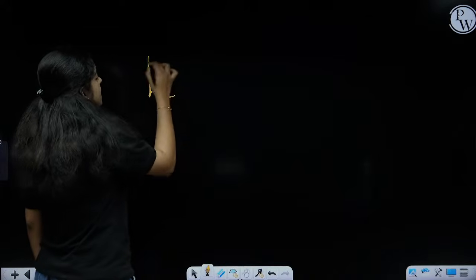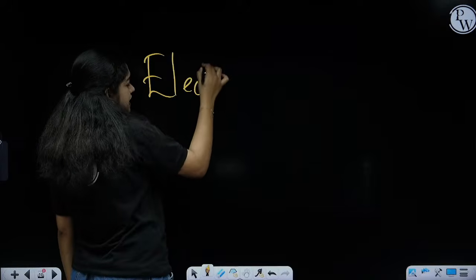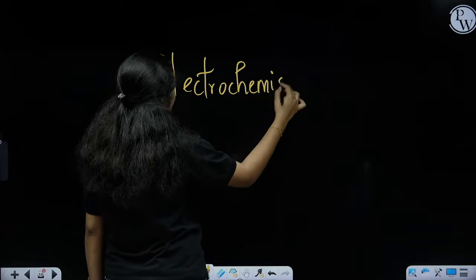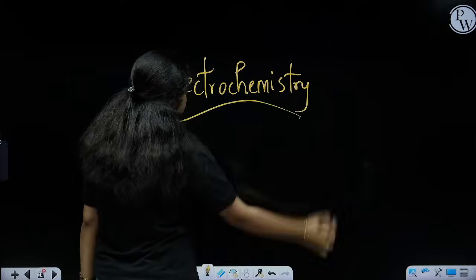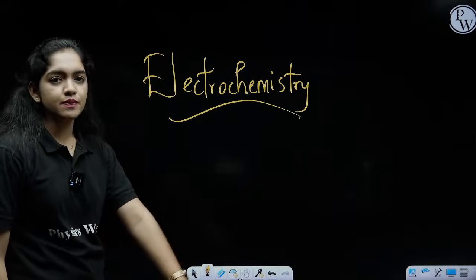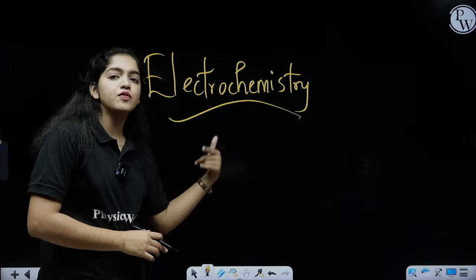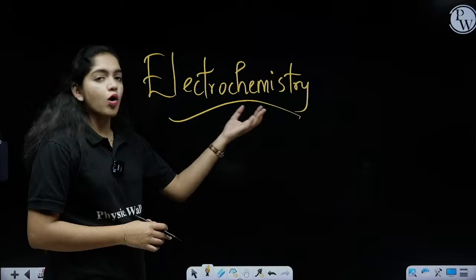So now we can go back to the chapter. What is the name of our chapter? Electrochemistry. Till now it's like a base that we already learned in class 11. Now we are going to start our class 12 second chapter, electrochemistry. So what is electrochemistry? Electrical energy converted into chemical energy or vice versa.